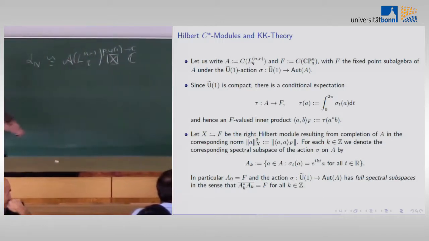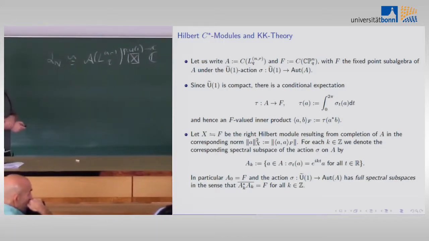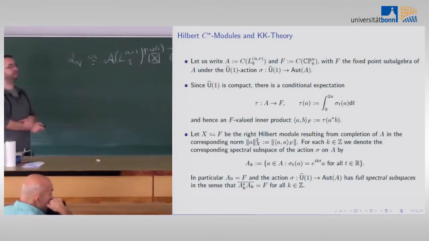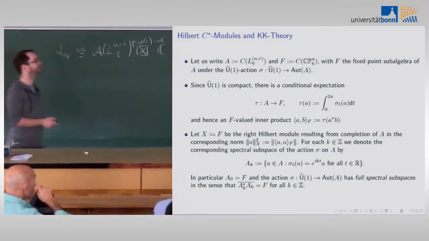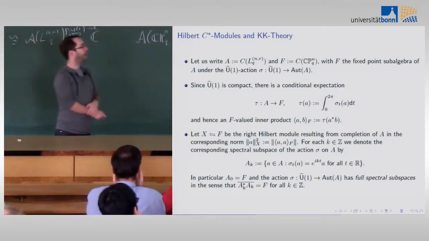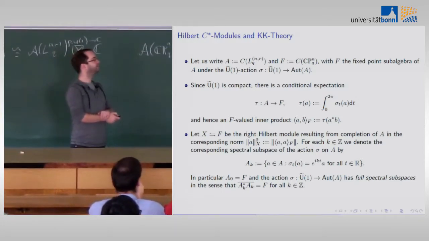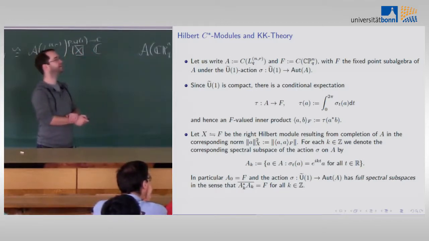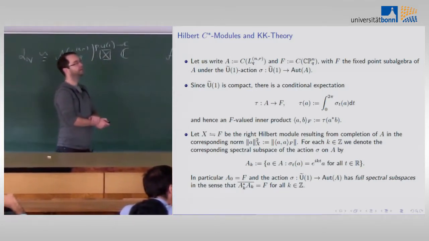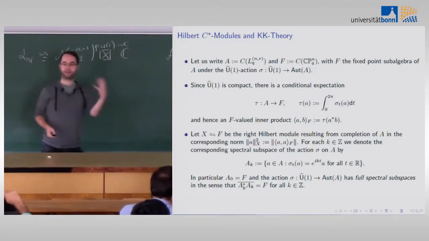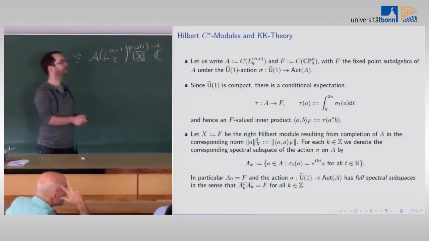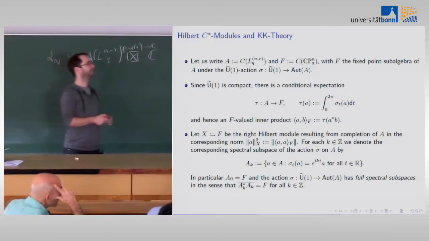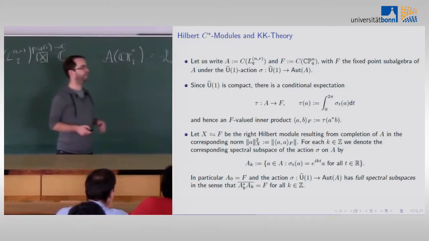And because I've got a compact group, I can write down a conditional expectation, which is just integration, averaging over the group action. And in the usual way, this gives me an inner product with values in the fixed point algebra. So if I start with a pair of elements A, B in capital A, I can take A star B, average over the group action. This gives me something in F. This is an F valued inner product.